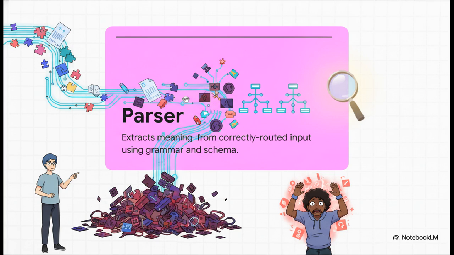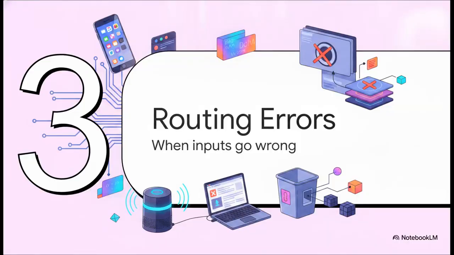And when a parser panics, it isn't quiet about it. It throws a massive stack trace, halts the system, and screams in red text on your monitor. Let's look at Section 3, Real-World Routing Errors, when good inputs go to wrong places.